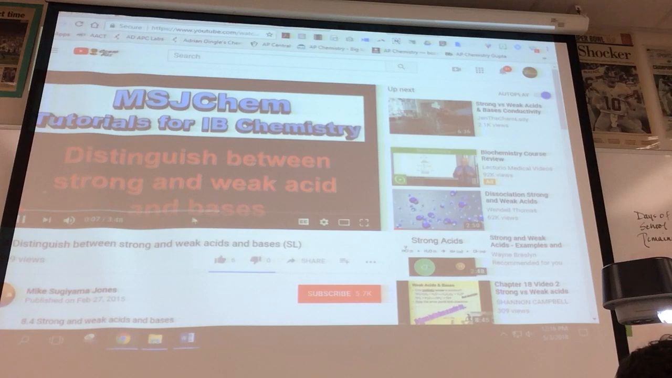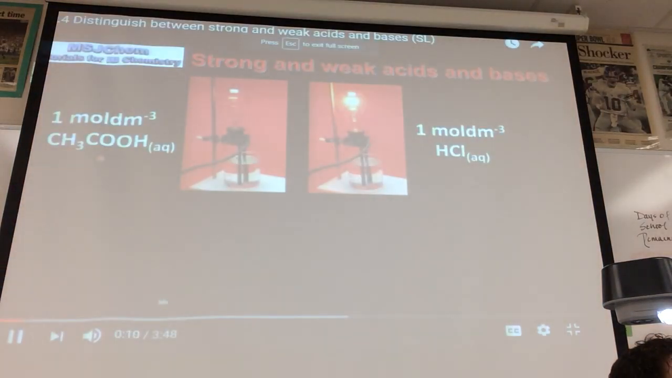Acids and bases. Let's start by looking at electrical conductivity. So what you're seeing here is acetic acid, which is a weak acid, versus hydrochloric acid, which is a strong acid. And we will learn that strong acids ionize completely, and they will be very good conductors of electricity, which you can see by this illuminated light bulb, as opposed to weak acids, which are poor conductors of electricity, and the light bulb will only be dimly lit.